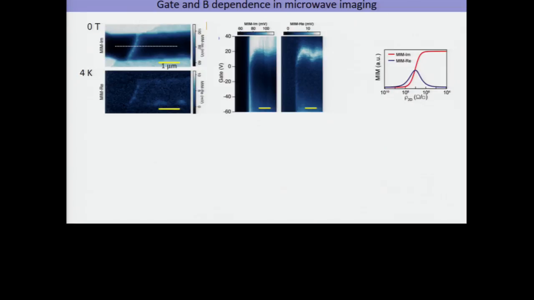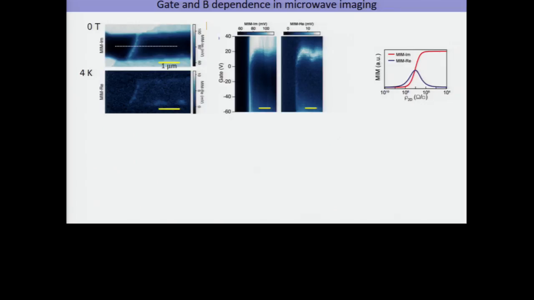This is an image of an edge of WTe2, a MIM image, between two graphene contacts. We can measure its conductance at the same time, but I won't dwell on that. The only thing I want to point out is if you take a line trace, a trace in position along there, and then you vary the gate voltage, you get something like this. So we're sweeping in position as we change the gate voltage.